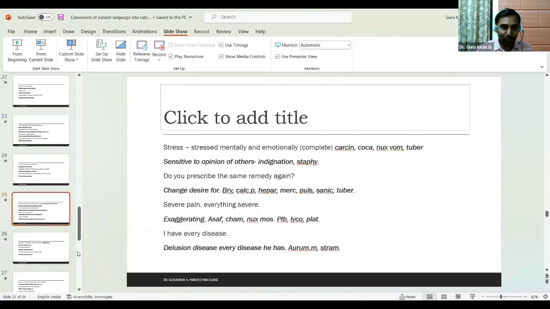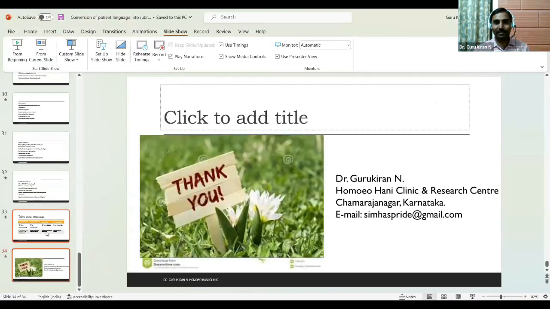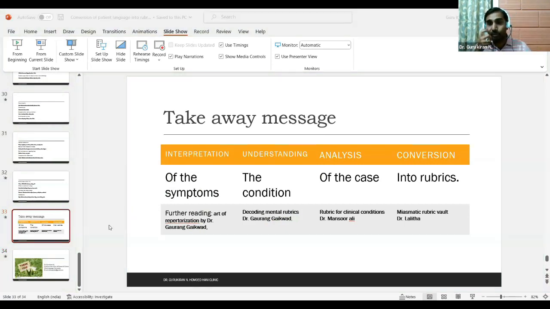There are a lot of other things. I think 1, 2, 3, 4, 5, 6, still 7 slides. Okay, no problem. There are a lot of books. What I have mentioned here is Art of Repertorization by Dr. Gauram Gaikwad. It's a very good book. And Decoding Mental Rubrics, also by Dr. Gauram Gaikwad. And Rubrics of Clinical Conditions by Dr. Mansoor Ali. And Miasmatic Rubrics by Dr. Lalita. This is the book, The Art of Repertorization by Dr. Gauram Gaikwad. This is Decoding Mental Rubrics.